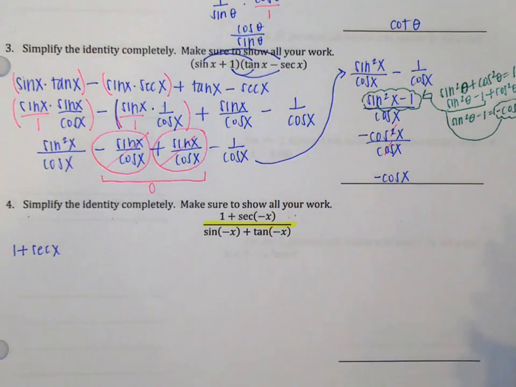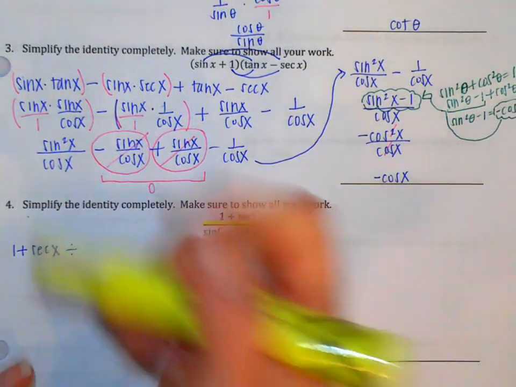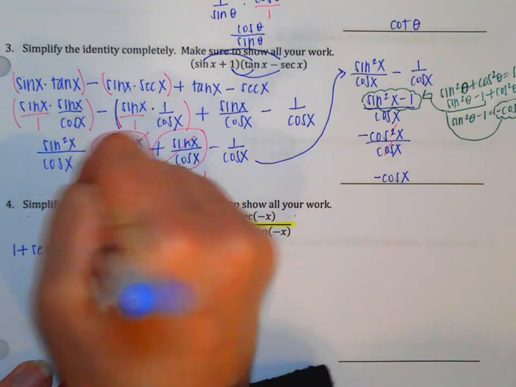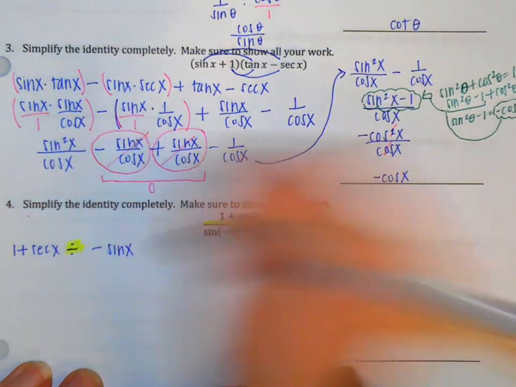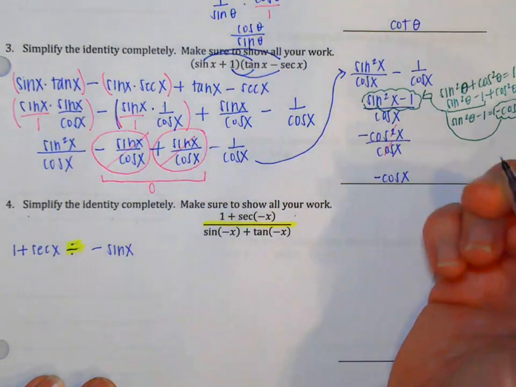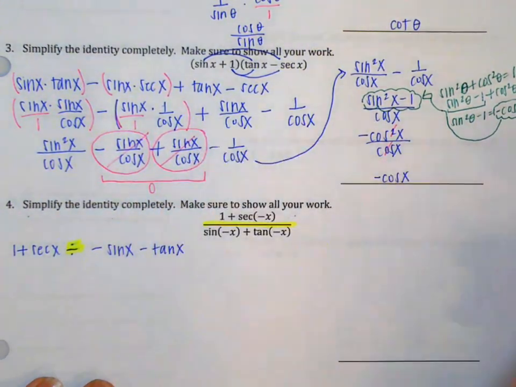It just helps me to start to see stuff, and then I'm focusing on the top by itself and on the bottom by itself and thinking, okay, what can I cancel? So then we're going to go divided. Instead of a fraction, we're going to make this a division problem. And then sine of negative x, the negative comes in front, so it'd be negative sine x. And with tangent of negative, the negative also comes in front. So instead of plus, I'm just going to make it minus tangent x.